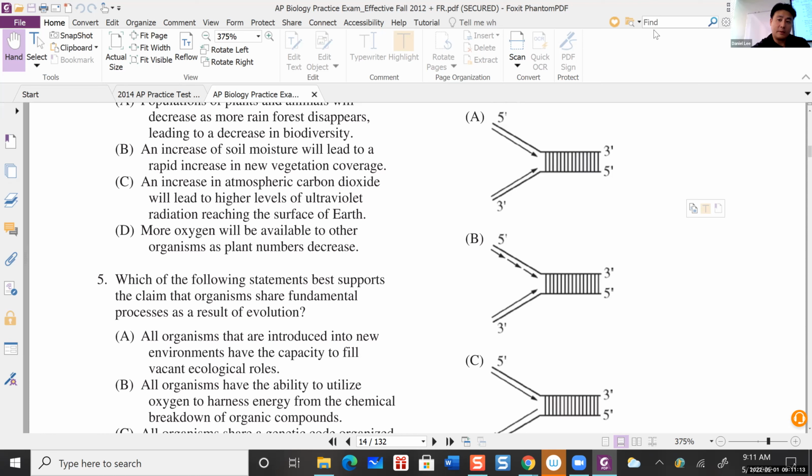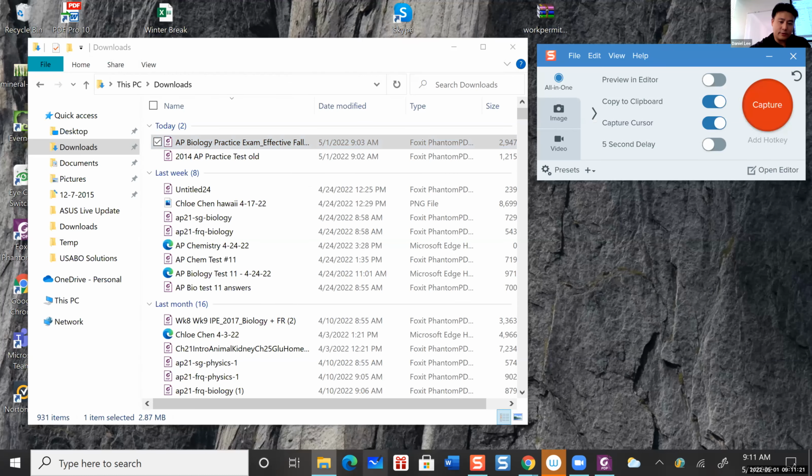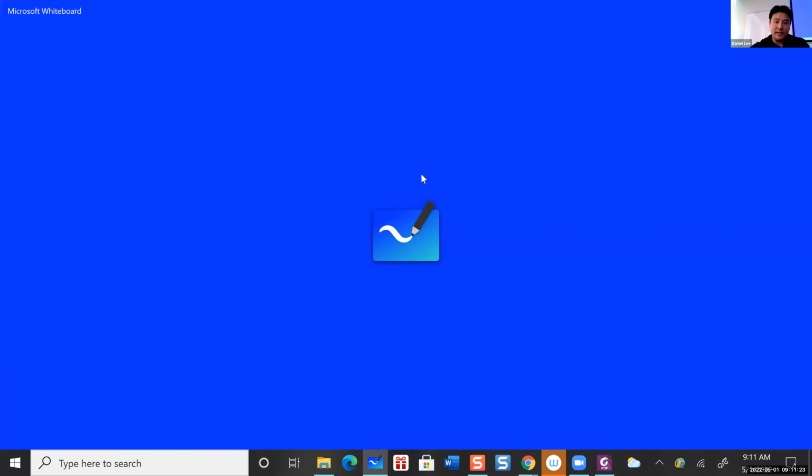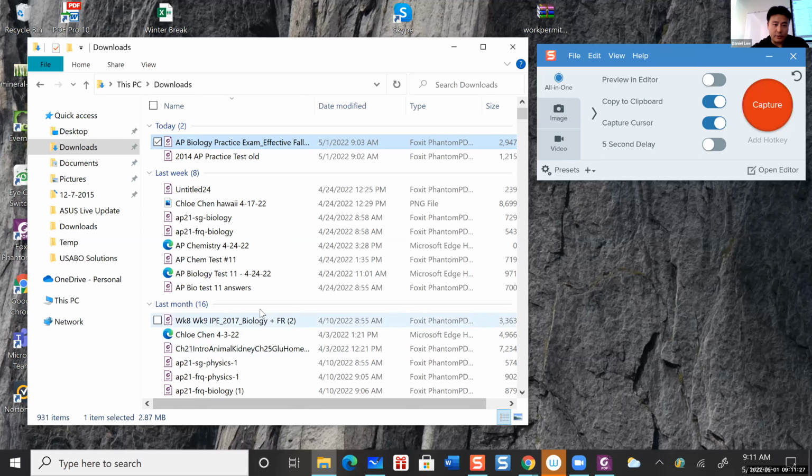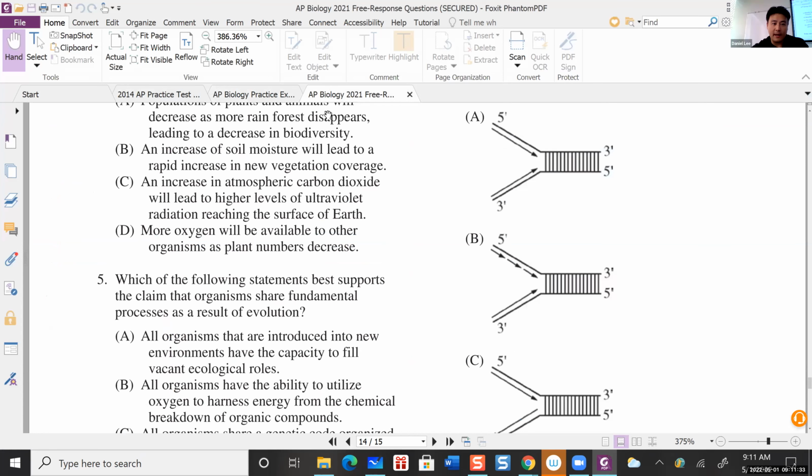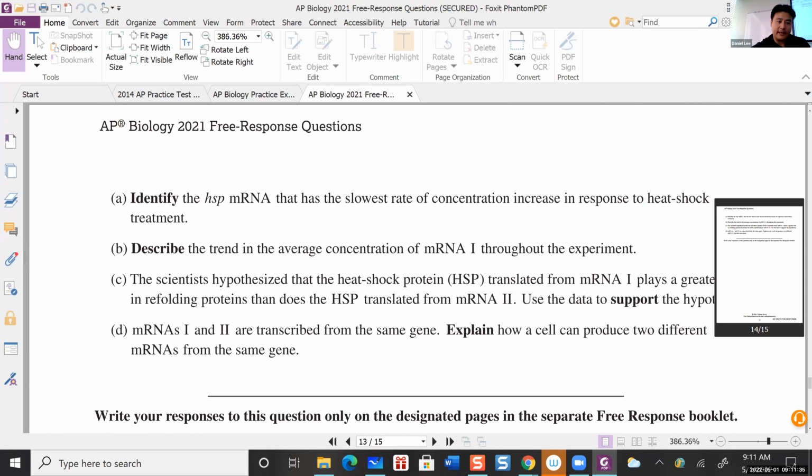When I was going over this, I was thinking that we did not finish last year's AP Bio yet, so I should do that first. I always forget to do that because last year was the year that it came out. We want to make sure we get that. So that's from 2021. Let me just open that one up. We'll finish that one first.